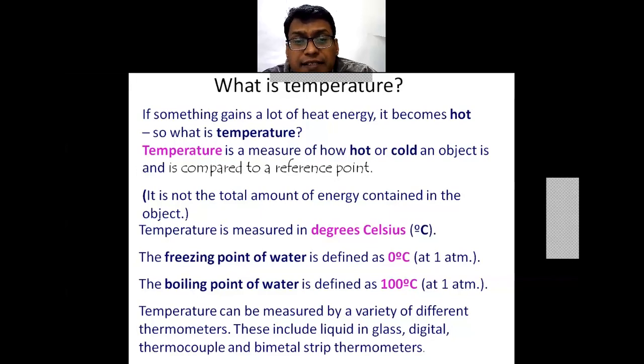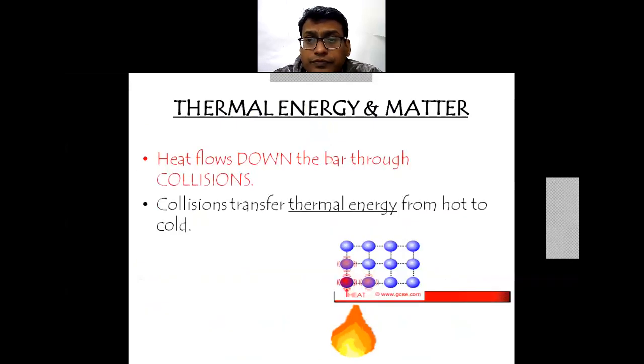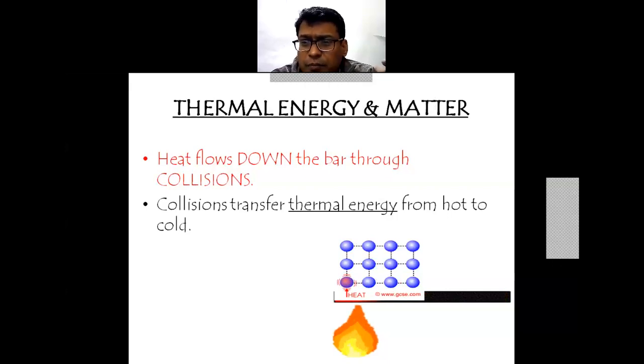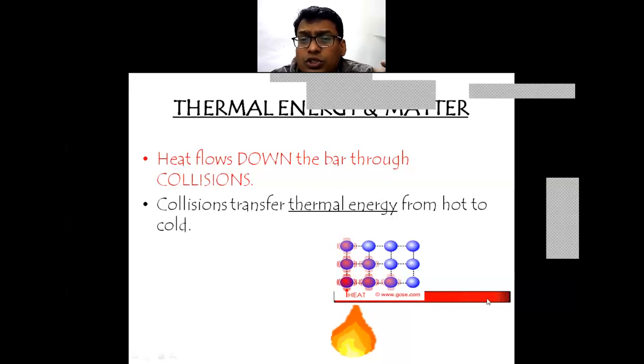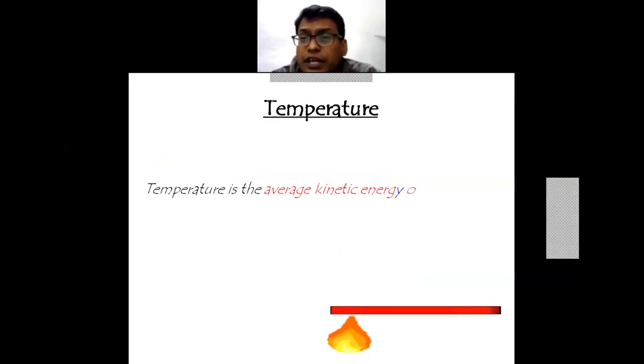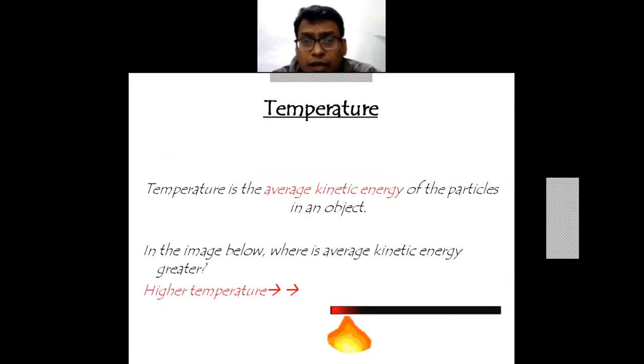Temperature is measured in degrees Celsius. It can be measured by different thermometers, including the liquid-in-glass or digital thermometer that you know. Heat flows down the bar through collisions. Let us see this bar that is getting heated from one end, and slowly the temperature at the other end will also increase. The collisions of the molecules transfer the thermal energy from the hot to the cold end.